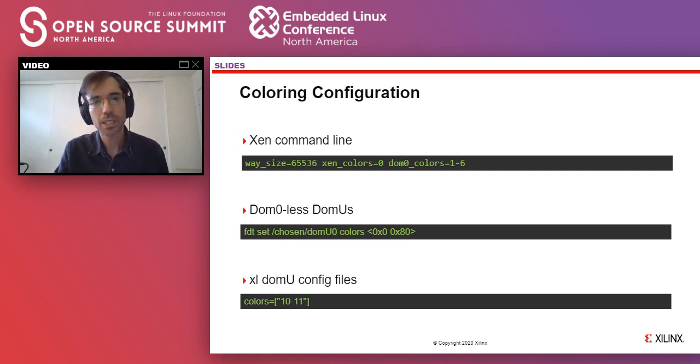It's a bit mask. So in this case, color 0x80 means actually color number 7. So that is to specify color 7 for this DOM0-less VM, which you see later in the demo setup is the one doing actually latency measurements. Finally, we have one option for regular DOMUs. So these are the ones that you start normally after DOM0 is fully booted from the command line with the xl tool and you do xl create to start these VMs. There is one more option called colors to specify the ranges and the list of colors that you like to dedicate for these domains.